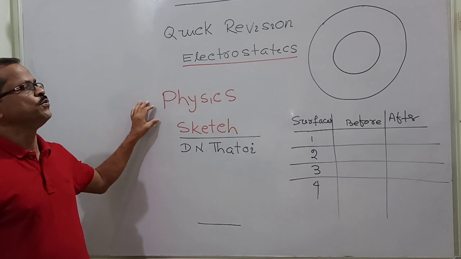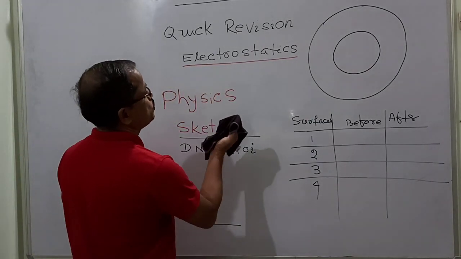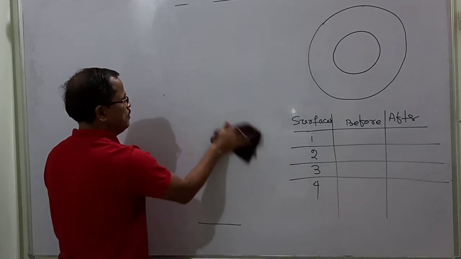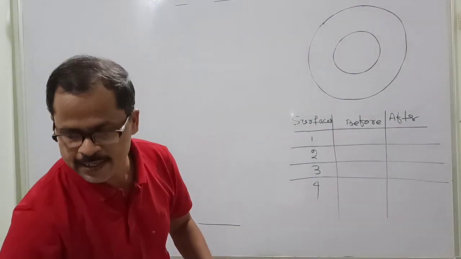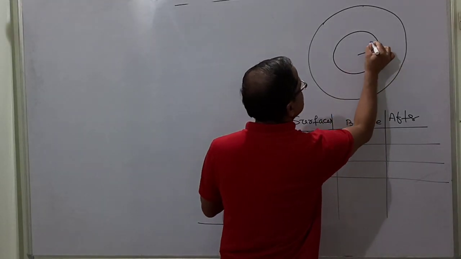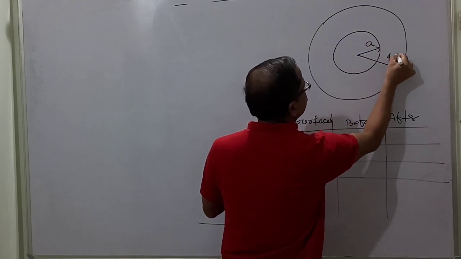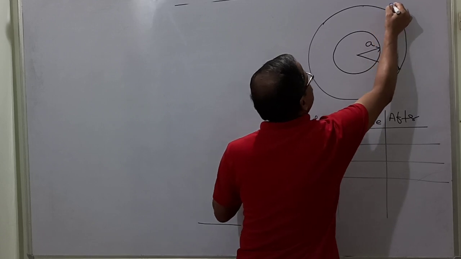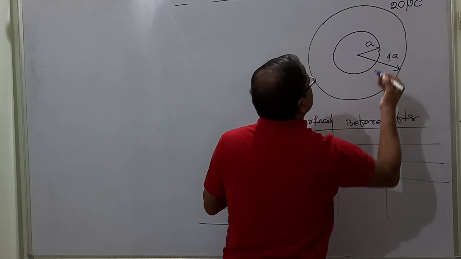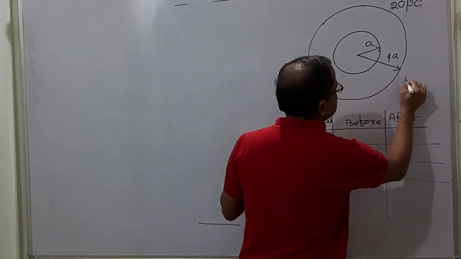Let us start with this problem given on the board. The figure shows two metallic spherical shells. The radius of the inner shell is A, the radius of the outer shell is 4A, and the charge given to the sphere is 20 microcoulomb. Both these shells are metallic.